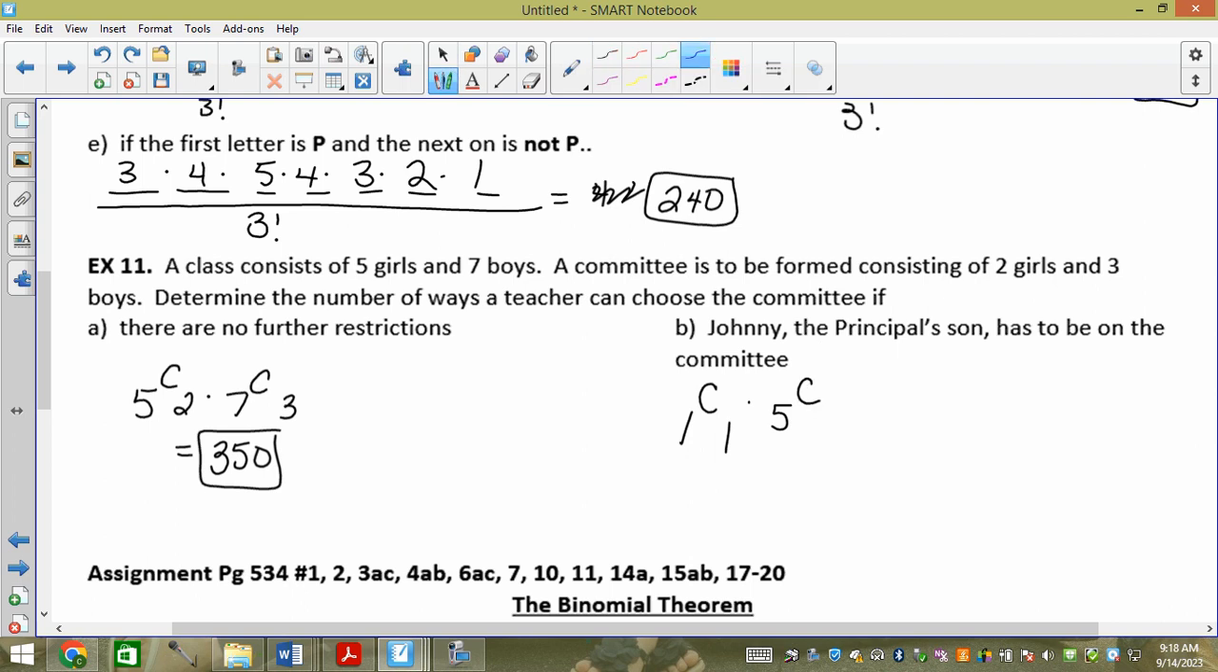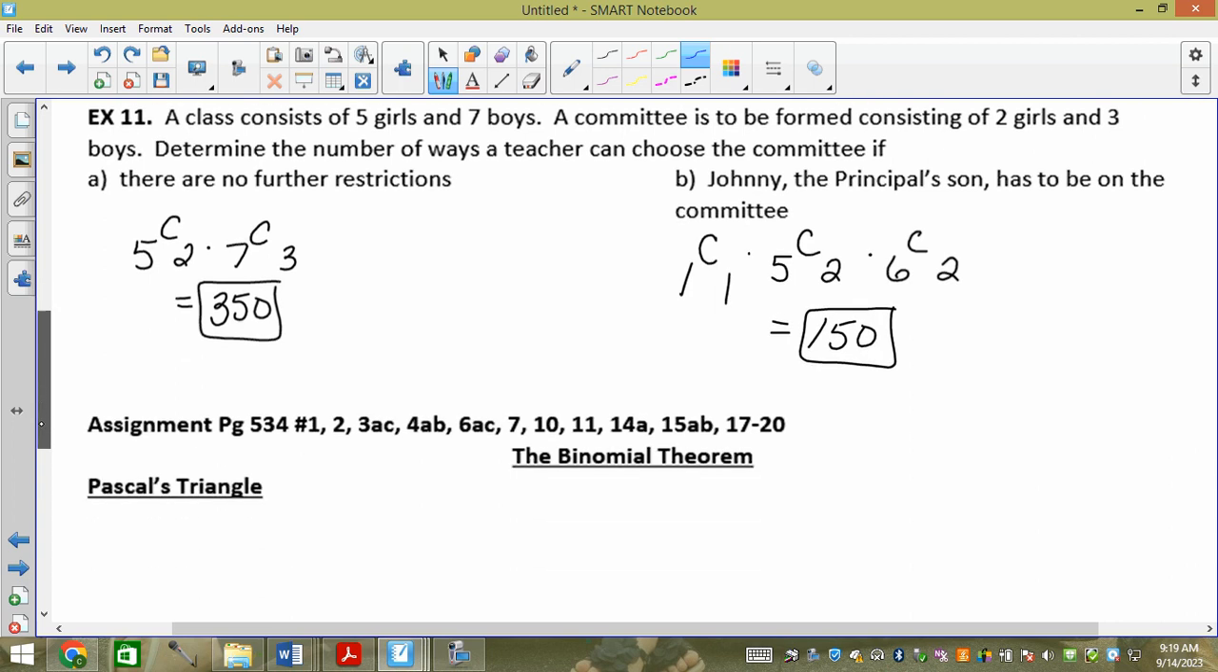Okay, 5C2, and then we need 2 boys left. So what do we do? 6C2. Why is it a 6 and not a 7? Johnny's already chosen. So Johnny has to come out of the total number of boys, and out of how many I need to choose. What do we get? Voila.